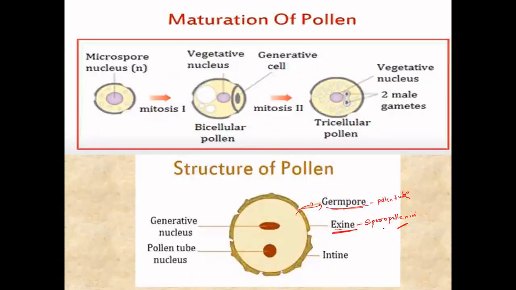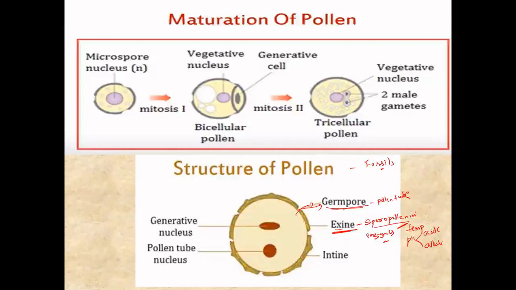So this exine is made up of sporopollenin, which is biologically the most resistant substance, able to withstand very high temperature and any type of pH value, let it be acidic or alkali. The organic substance is also not affected, and no enzymes can easily dissolve it. It is because of this reason that pollen grains can be easily preserved as fossils.